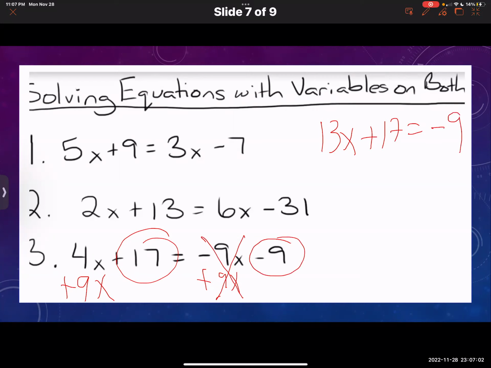All right, now we know minus 9 is having the party because it's all by itself. 17 doesn't have an x, so it's going to go to the party by doing the opposite math. The opposite of addition is subtraction. 17 went to the party, 13x stayed home. Two negative numbers, so let me see.